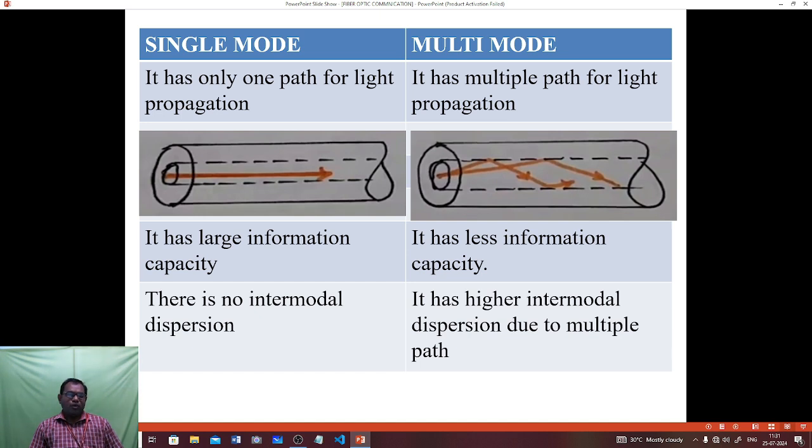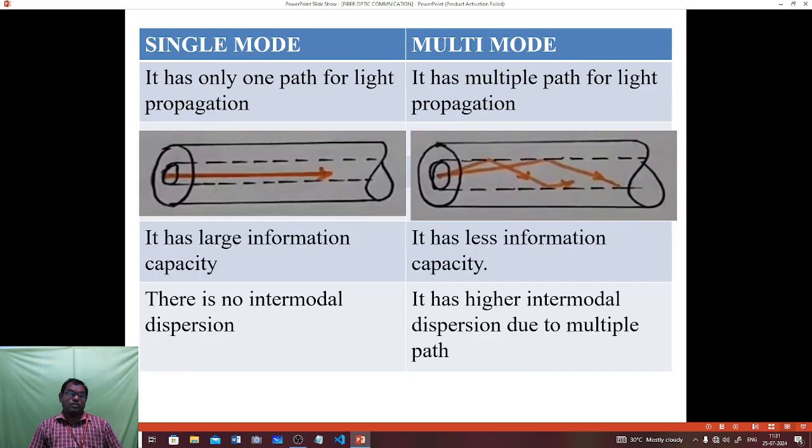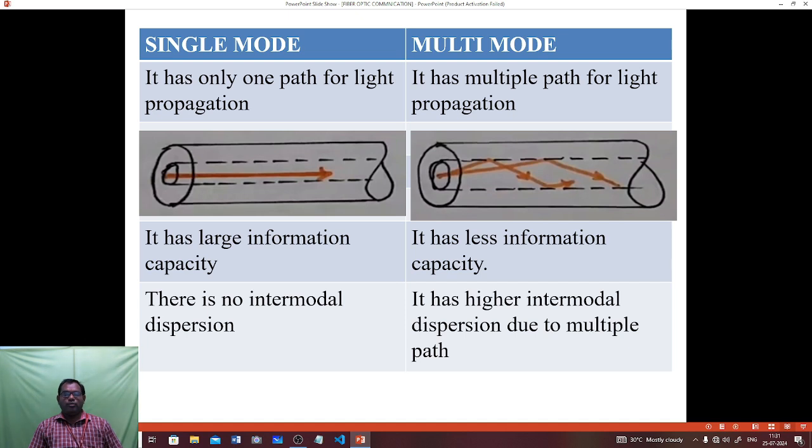And single mode has large information capacity. Multi-mode has less information capacity due to the multiple paths. There is no intermodal dispersion in the single mode because there is only one path for light propagation, but it has a high intermodal dispersion due to multiple paths in multi-mode. So single mode has high efficiency due to the only one path, and multi-mode has low efficiency due to the multiple paths.